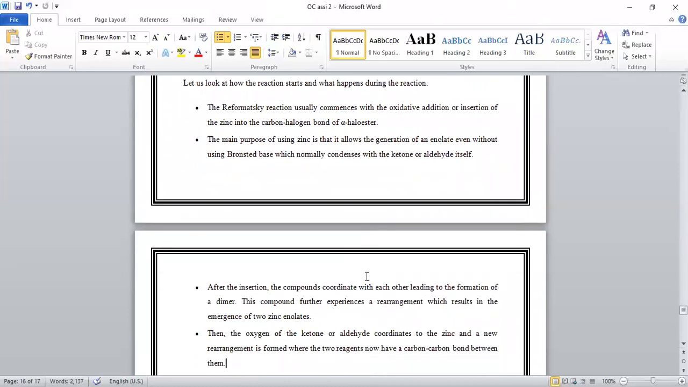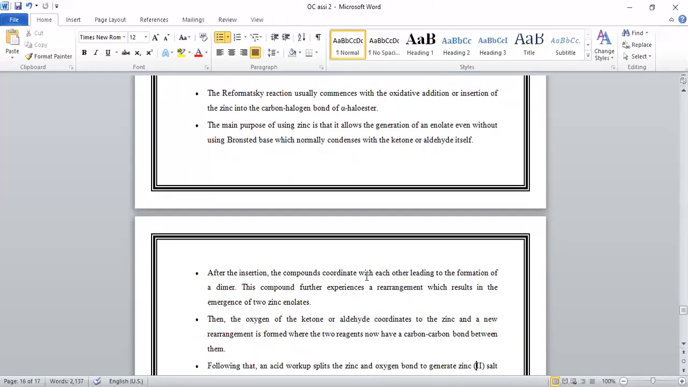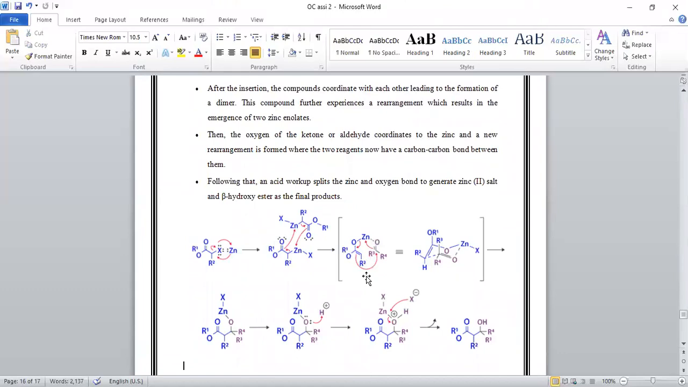After the insertion, the compounds coordinate with each other, leading to the formation of a dimer. This compound further experiences a rearrangement which results in the emergence of 2 zinc enolates. Then the oxygen of the ketone or aldehyde coordinates to the zinc and a new rearrangement occurs where the 2 reagents now have a carbon-carbon bond between them. Following that, an acid workup splits the zinc-oxygen bond to generate a zinc 2 salt and beta hydroxyester as the final product.